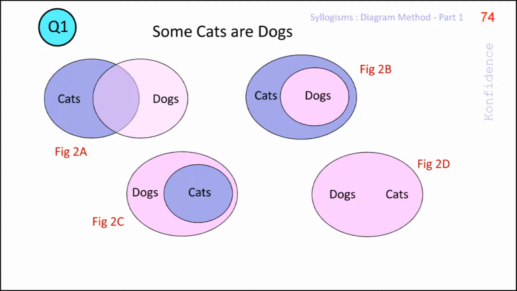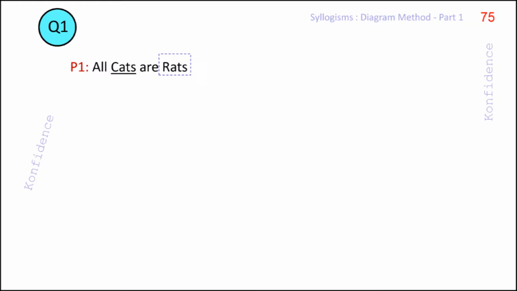Now that we have seen how to represent the given premises diagrammatically, the next step is to combine the diagrams representing the two premises and find the relationship between the non-middle terms rats and dogs. We saw that we can diagrammatically represent the relation all cats are rats in two different ways and the relation some cats are dogs in four different ways. Remember that our aim is to find the relationship between the non-middle terms rats and dogs. Recollect that a middle term is the term that occurs in both the premises, cats in our question. The other two terms, rats and dogs, are called the non-middle terms.